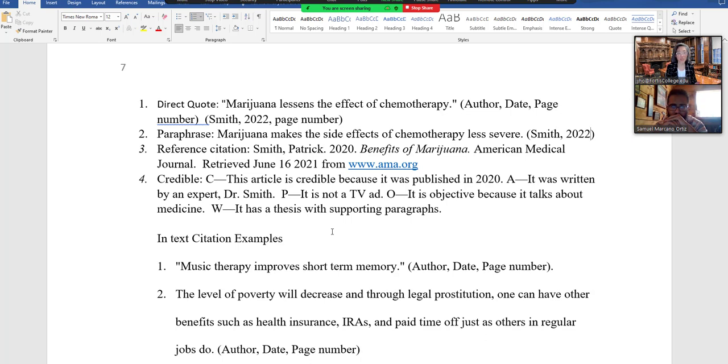So that's on your worksheet as well. So pretty much all of this is your entire worksheet. You just have to do this 3 times, if I find 3 sources. So basically your worksheet will ask for a direct quote, a paraphrase quote, a reference citation, and then why is this credible? That's it. That's your worksheet in a nutshell.